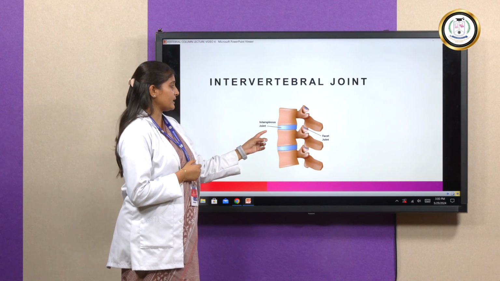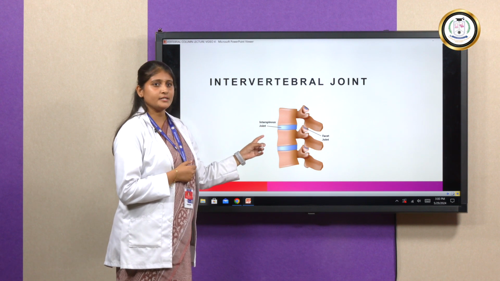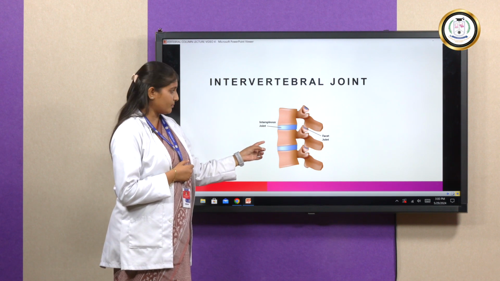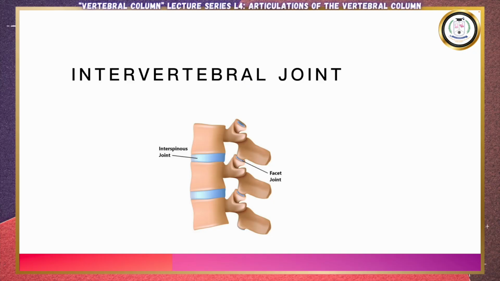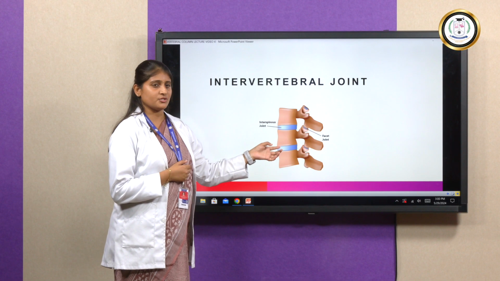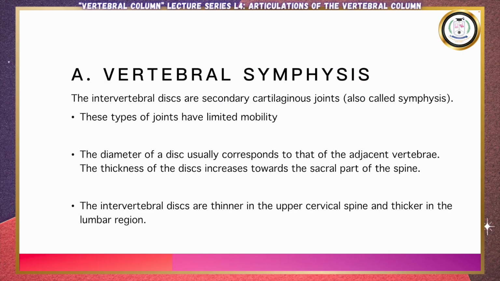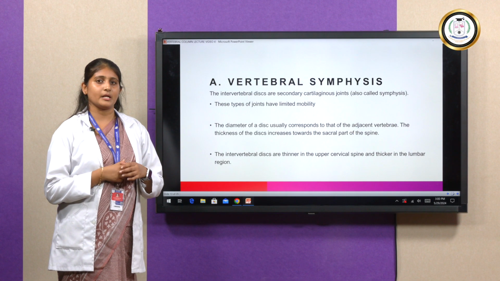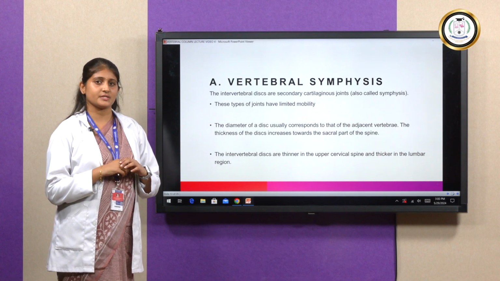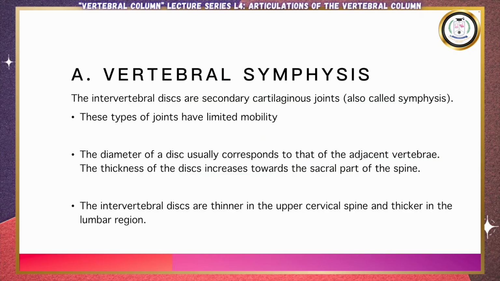The first articulation is the interspinous joint, where we will have the intervertebral disc, and then another joint is the facet joint. In this, the articular facets articulate with each other. The first joint here we have is the vertebral symphysis, which is the medial most joint where the vertebral bodies articulate with the adjacent vertebrae. So these intervertebral joints have the intervertebral disc.